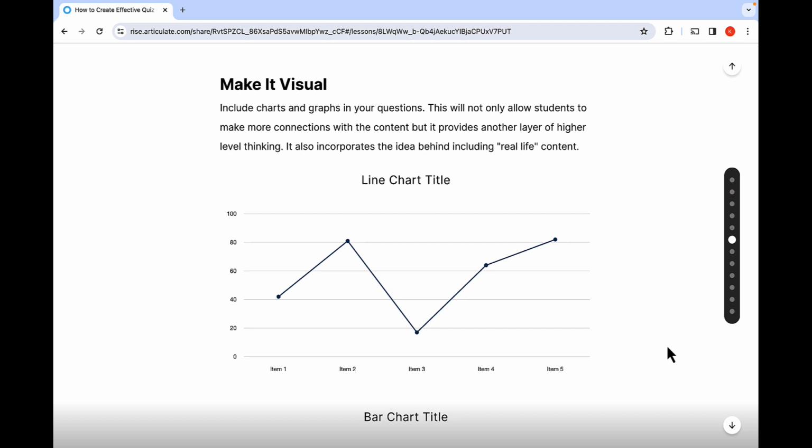For instance, a question that includes a graph and asks students to analyze trends encourages them to apply their knowledge in a visual context. This not only tests their understanding of the subject matter, but also their ability to interpret and draw conclusions from visual information, a crucial skill in many fields.